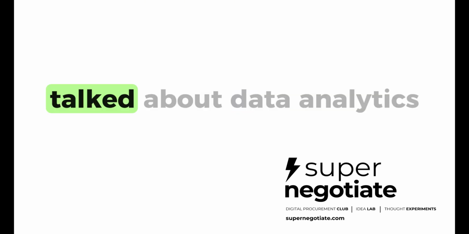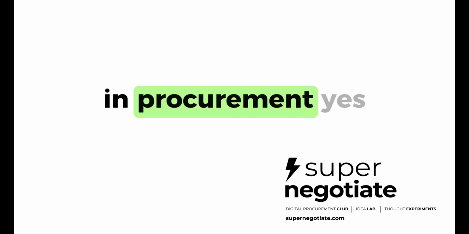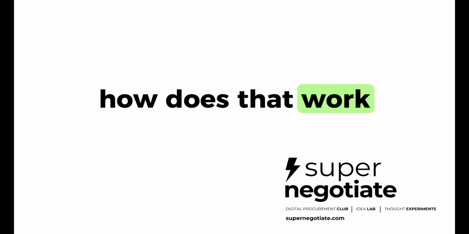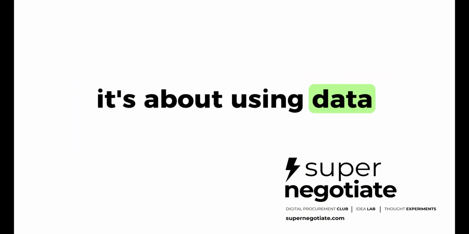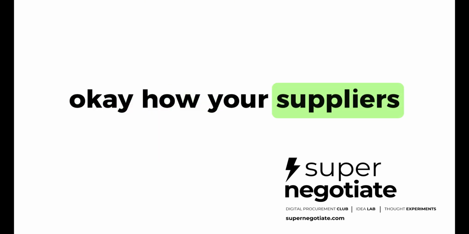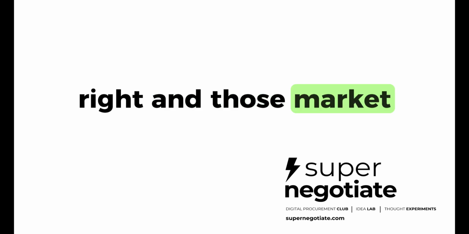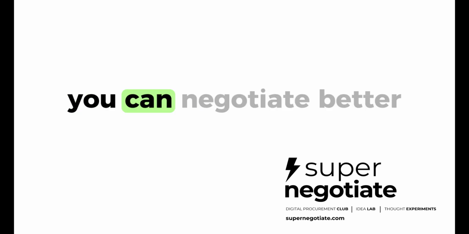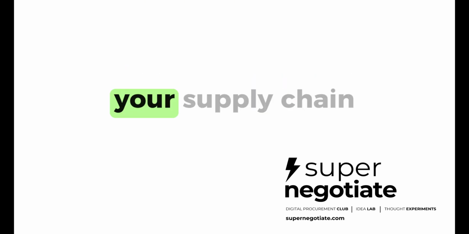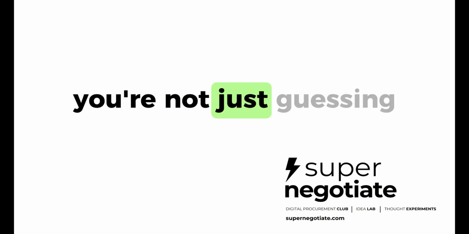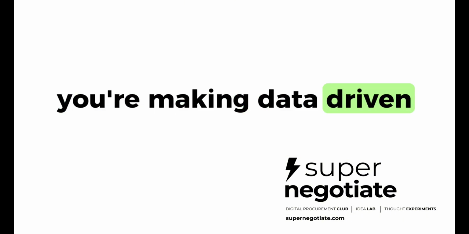And the video even talked about data analytics in procurement, which sounds fascinating. It is. How does that work? It's about using data to get insights into your spending patterns, how your suppliers are performing, and those market trends. So you can find hidden cost savings. You can negotiate better deals, even anticipate problems in your supply chain. It's like a crystal ball, in a way, for procurement. You're not just guessing, you're making data-driven decisions.